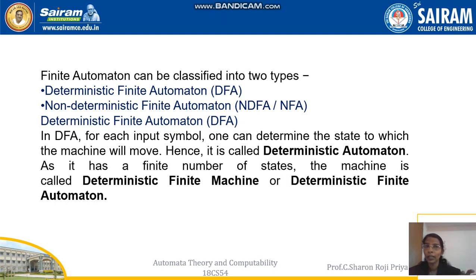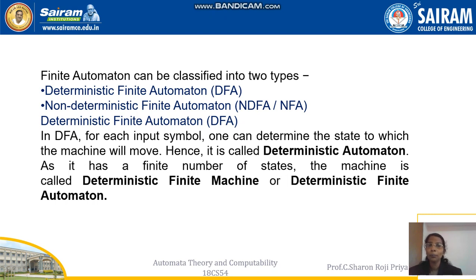So this finite automata is divided into two main types, that is DFA and NFA. Again under NFA I have NFA with epsilon transitions. DFA is deterministic finite automata. NFA is non-deterministic finite automata. And the third one is non-deterministic finite automata with epsilon transitions.